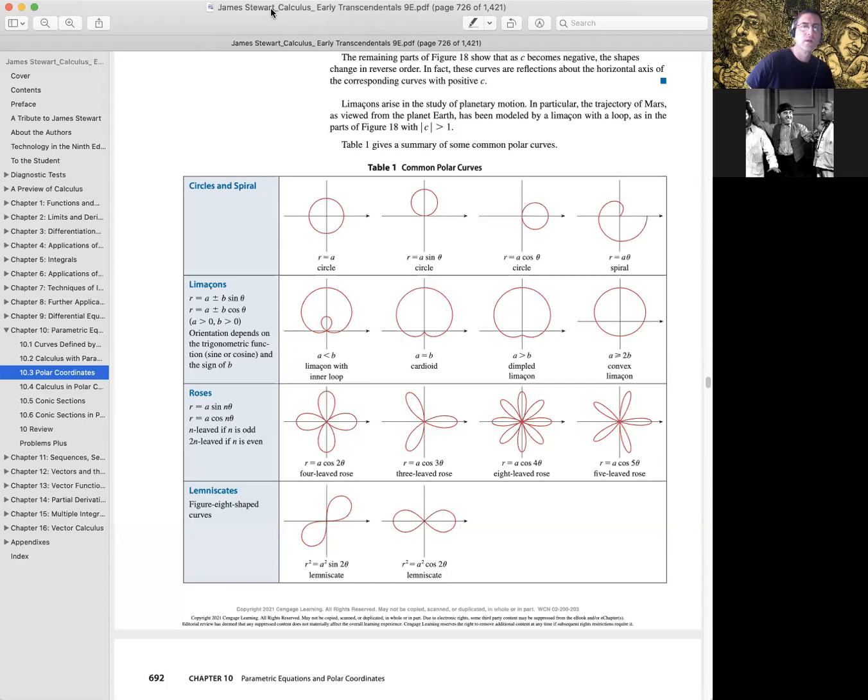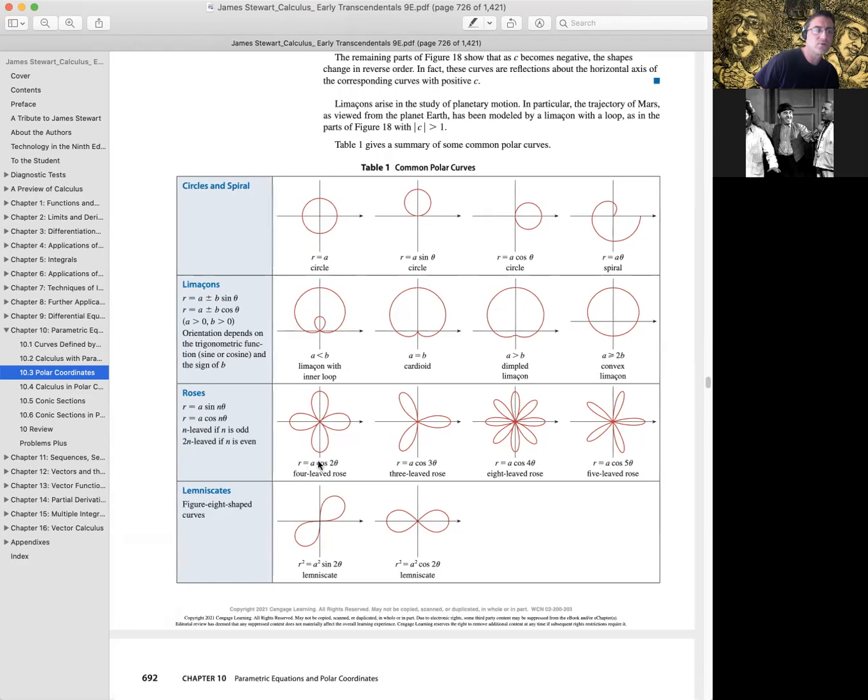So what I think I'm going to do with the remainder of this lecture is just pull up a chart that's in the textbook at the end of this section to show you a little bit of botany, or maybe zoology, of the different kinds of curves that occur when you graph in polar coordinates. As you can see, there is a table here of common polar curves, and I suggest that you look at it. So what we just graphed was the 4-leaf rose, which is on row 3 of the table.